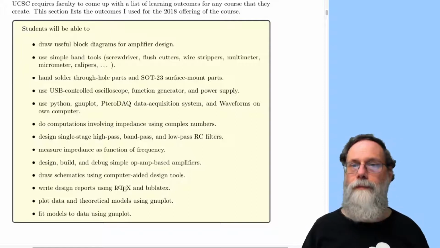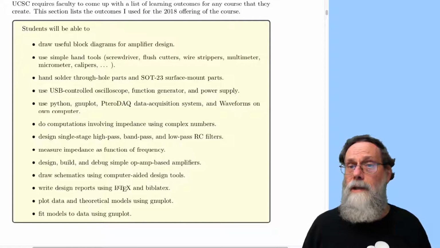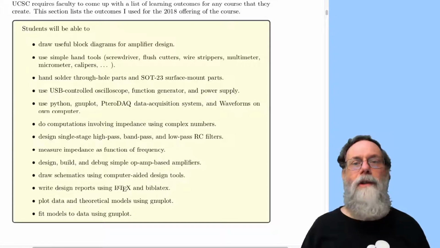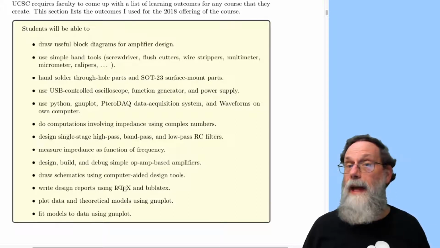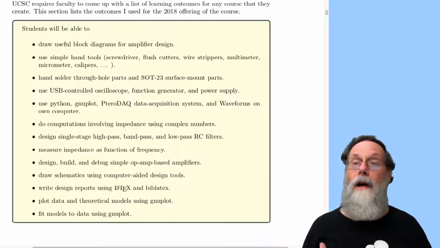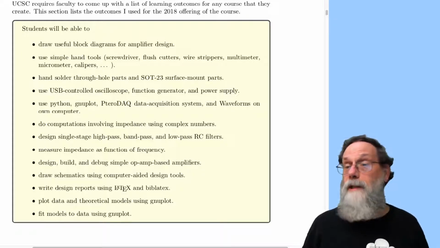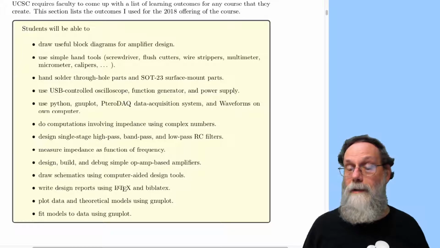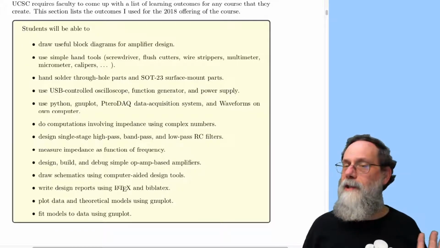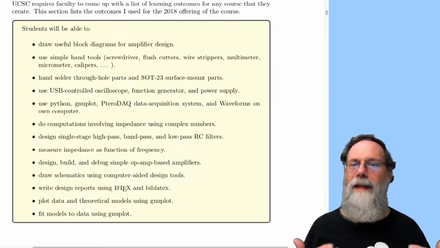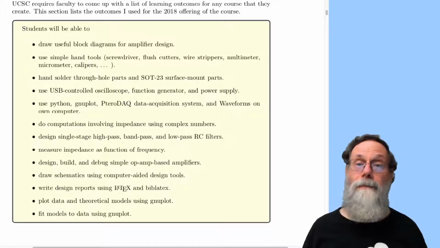I expect you to be able to do computations that involve impedance using complex numbers. So being able to manipulate complex numbers both algebraically and numerically. You should be able to design single-stage high-pass, band-pass, and low-pass RC filters. RC stands for resistors and capacitors. You should be able to measure impedance as a function of frequency. That's one of the things that the USB-controlled oscilloscope and function generator is really good for. And you'll find that as a simple task once you get to it.